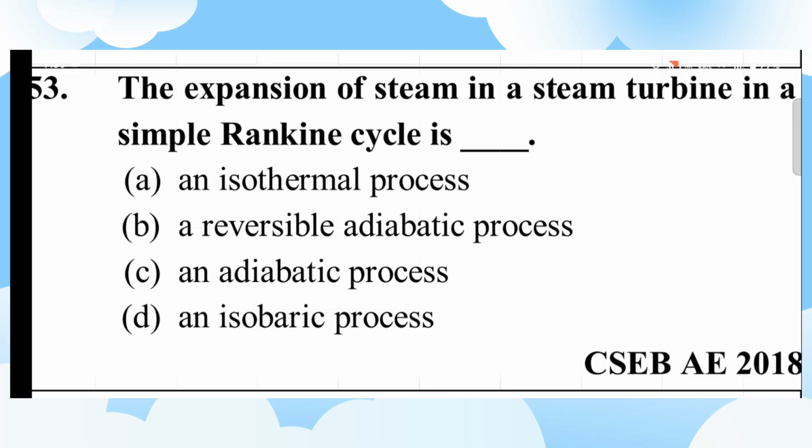Friends, question number 53. The expansion of the steam in a steam turbine in a simple Rankine cycle is A. An isothermal process. B. A reversible adiabatic process. C. An adiabatic process. D. An isobaric process. Expansion and compression both are reversible adiabatic processes. There is no compression here, a pump is used.